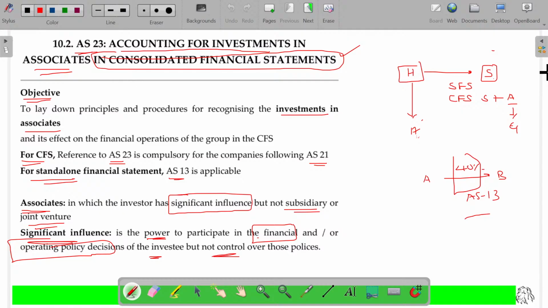So AS number 23 takes one session, AS number 27 one session, and AS number 13 I need 2 sessions. That's all. With that, all the predominant AS will be over. Okay.